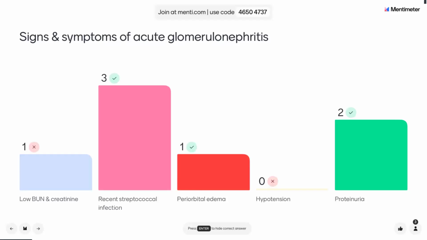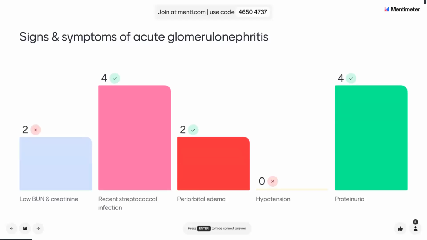Okay, so we said it was just caused by a strep infection. So that recent strep infection, it causes periorbital edema. So swelling just kind of confined to our face, around our eyes. And one of those major signs is going to be protein in our urine. We would actually have an elevated BUN and creatinine, and we said we see hyper instead of hypotension.